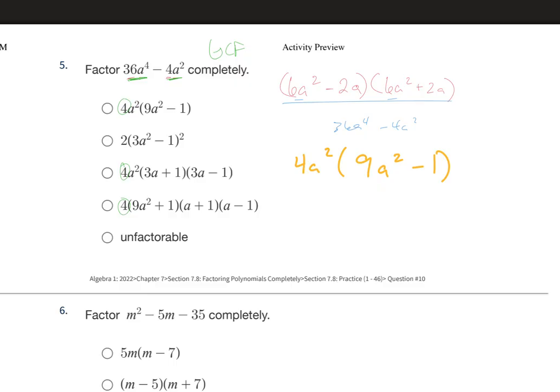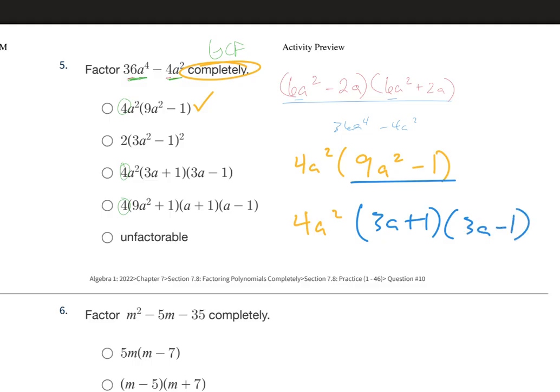And that's this one, but notice it says completely. So again, this is still a difference of squares. So we're going to have 4a squared, and then this is 3a plus 1, 3a minus 1. If you don't believe me, you can FOIL it and figure it out. It is that one.